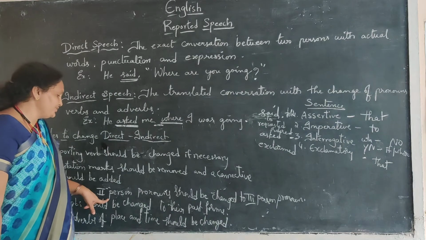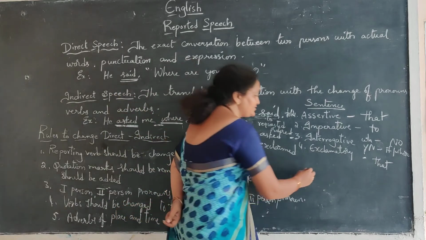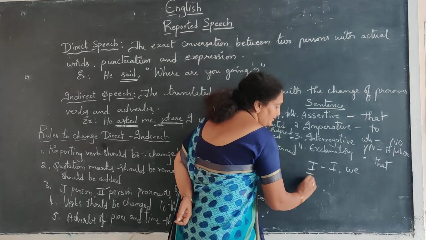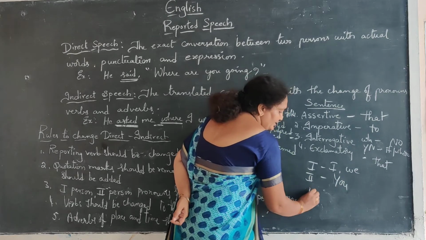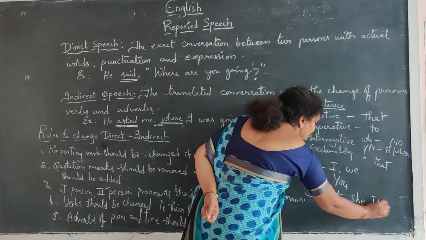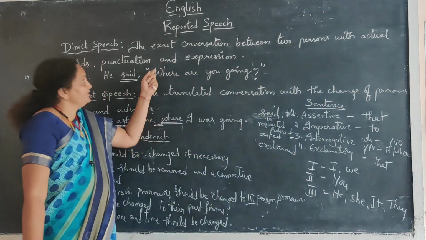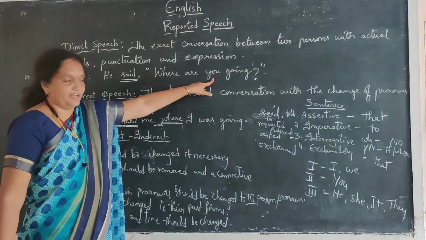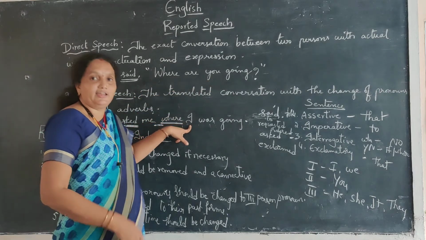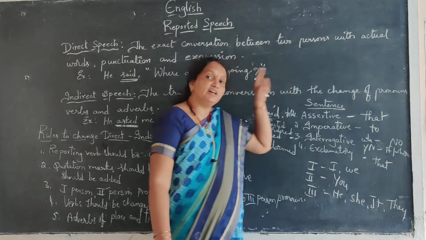Third one. First person, second person pronouns should be changed into third person. First person pronouns are I and we. Second person pronoun means you. Third person pronouns are he, she, it and they. Here see once. "Where are you going?" You here. But here, "He asked me." That's why it was changed to I. So first person, second person pronouns should be changed to third person pronouns.